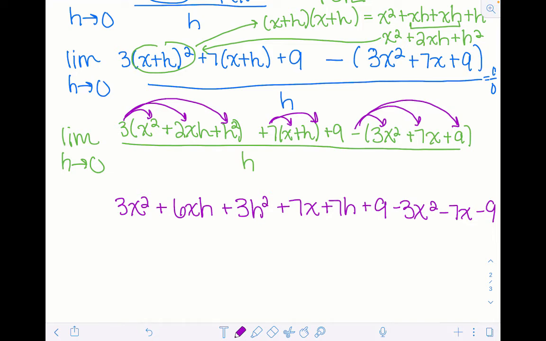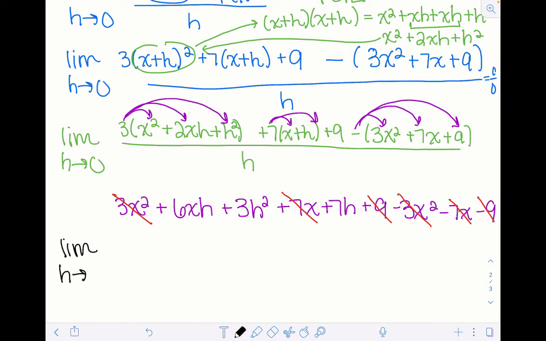I realize that I haven't put the h in the denominator and I haven't written the limit, and I am going to skip that step for right now and instead show all the cancellations that take place. So when you are working these types of problems, there should be a lot of cancellations that take place. Really everything without an h should end up canceling. So the 3x squared minus 3x squared cancels, plus 7x minus 7x cancels, and then plus 9 minus 9 cancels. And now let me rewrite the problem.